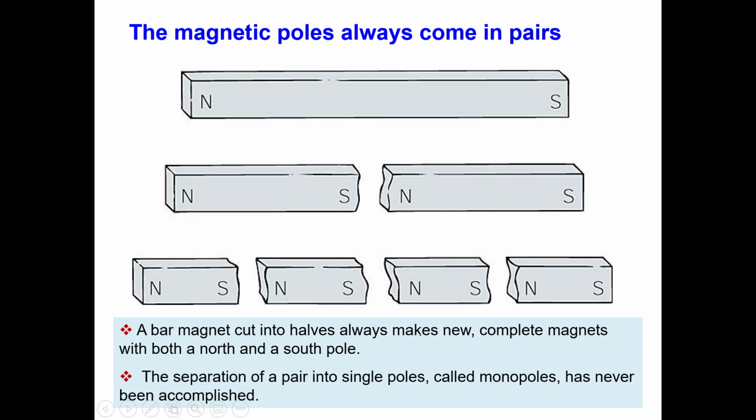But one thing that is different from the electrical charge is that magnetic poles always come in pairs. If we had a magnet and we cut this magnet, we cannot divide the North Pole and the South Pole. If we cut that magnet, we will have a new magnet with North and South Pole. The separation of the pairs into single poles, called monopoles, has never been accomplished. So magnetic poles always come in a pair. Yes?